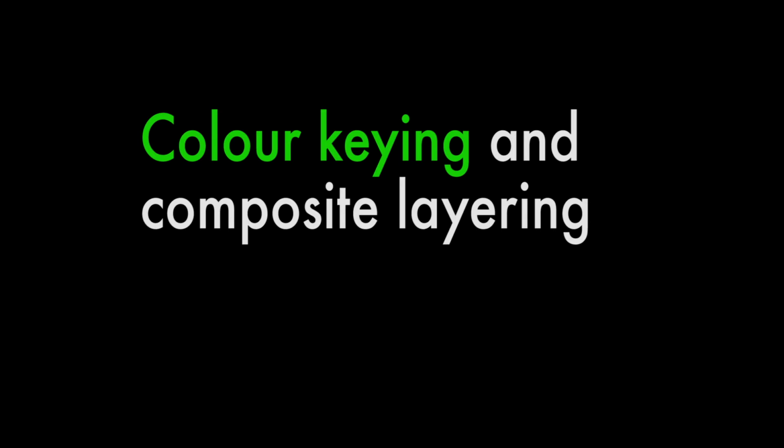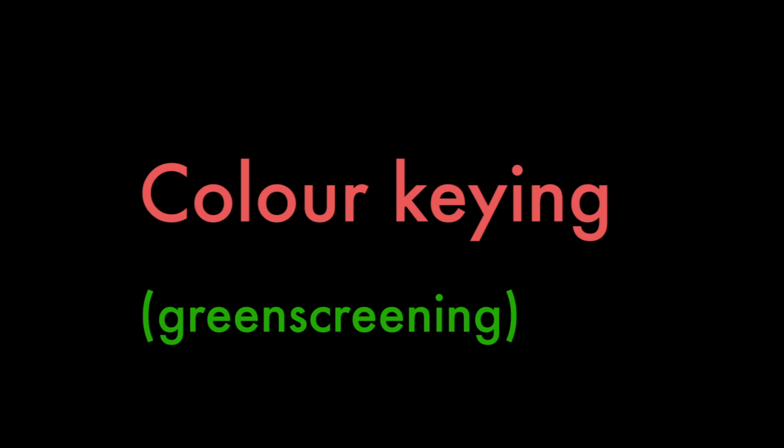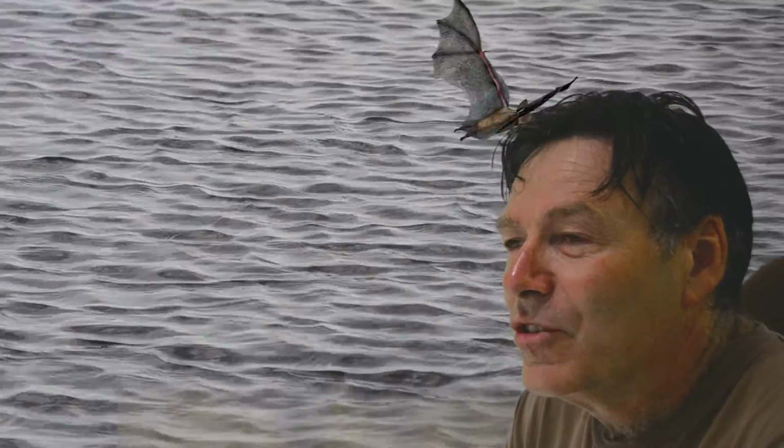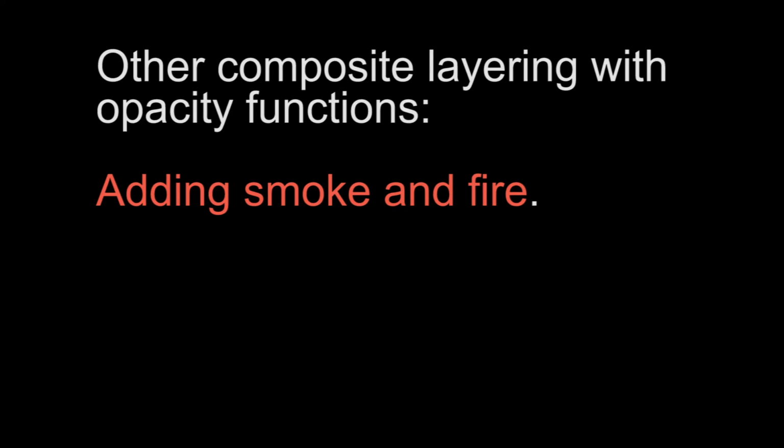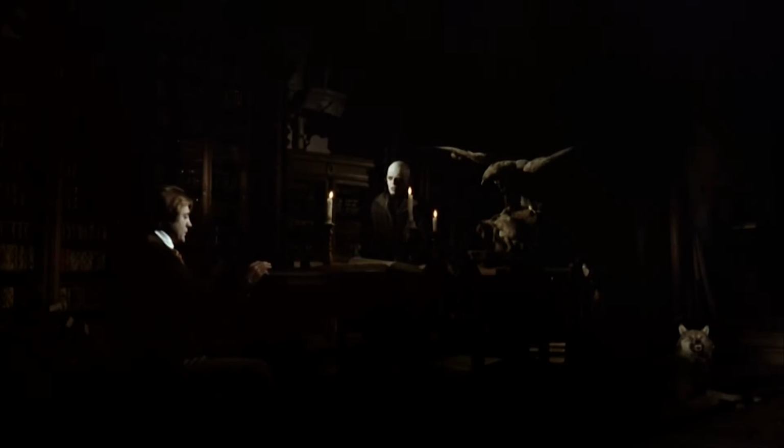Color keying, or better known as green screening, is an excellent way of adding layers to your video. In the opacity function, there's some excellent compositing tools for adding things like smoke and fire to your video.